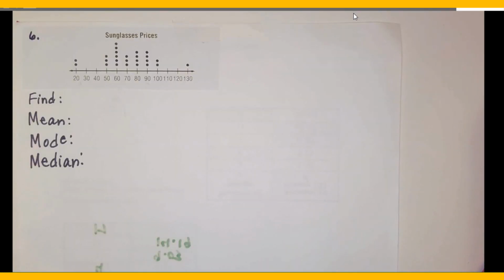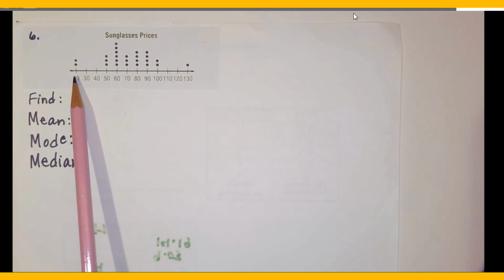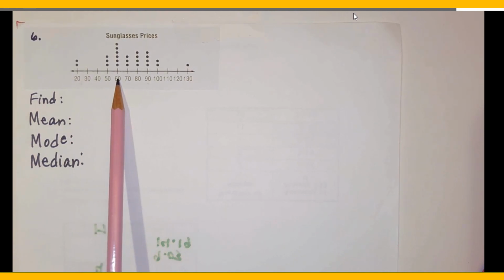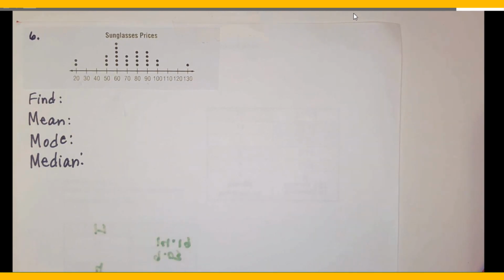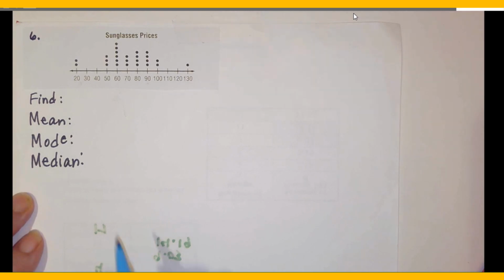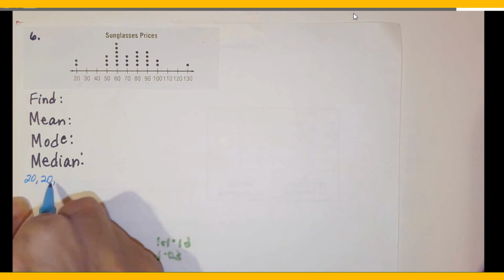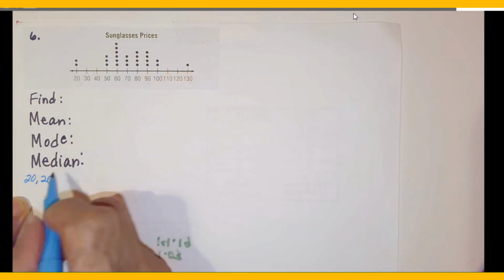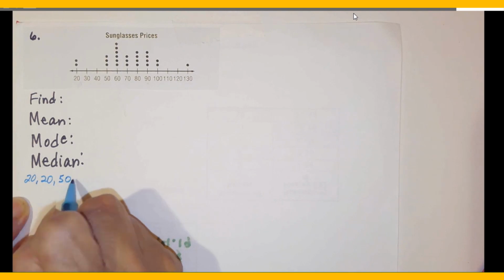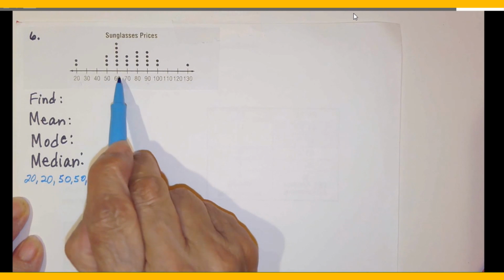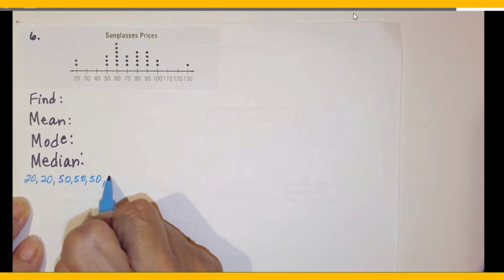Okay, students, as you recall, when you do these, you need to count every plot as a number. So in this case, there are actually two 20s, three 50s, and six 60s, and so on. When you write these numbers out, it's going to be a lot. So let's go ahead and do our 20s. We have 20, 20. We have three 50s. We have six 60s.